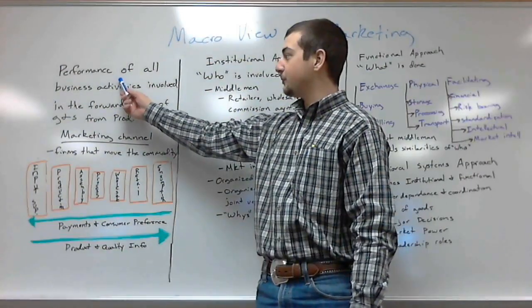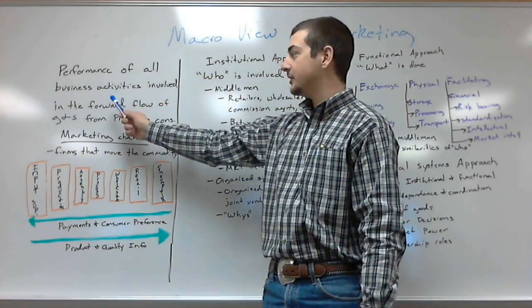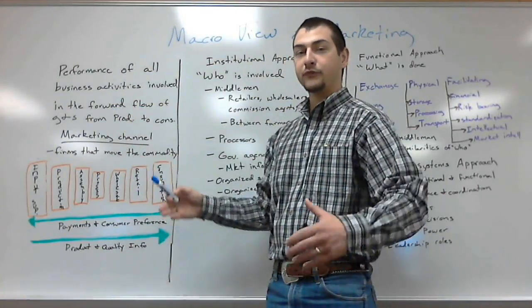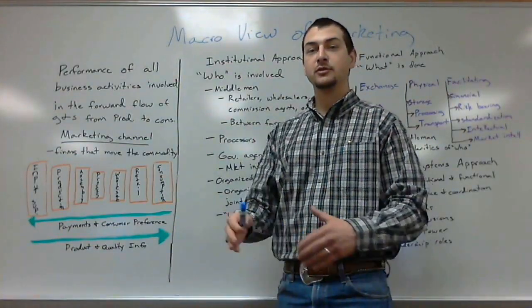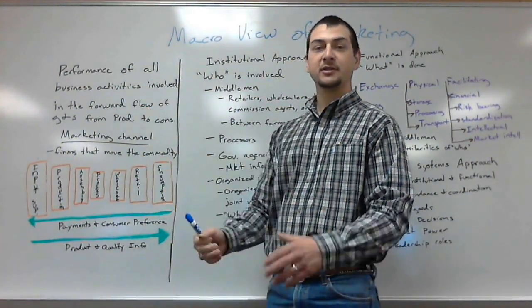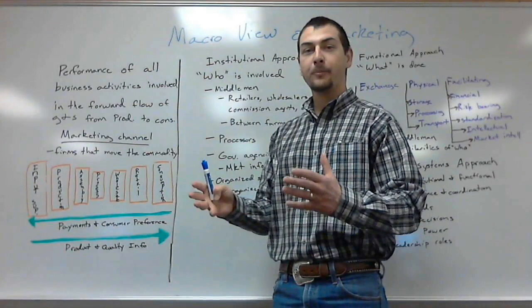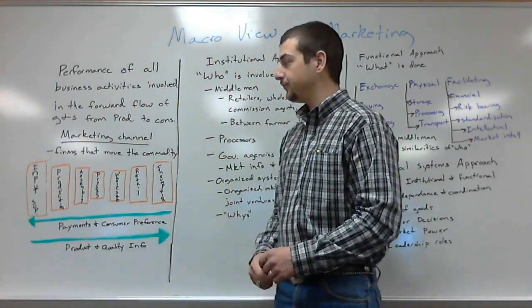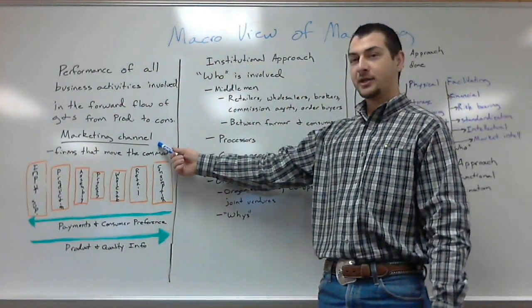So this is the performance of all business activities involved in the forward flow of goods and services from the producer to the consumer. It's looking at all of the business activities together, looking at the whole big picture of the whole ordeal. So then we look at the marketing channel.